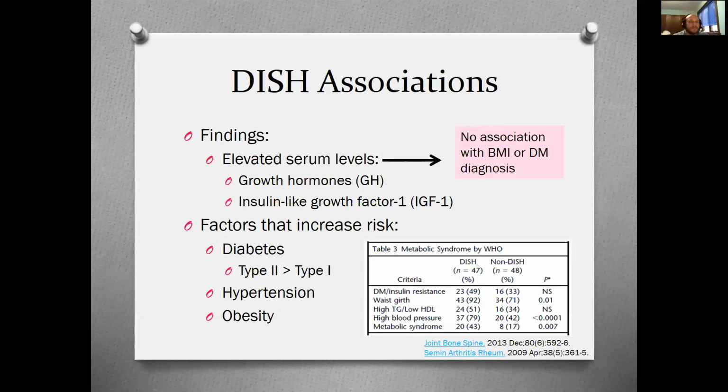So as we know, sometimes with diabetes and other conditions, we can try to ramp up our own insulin production, even though it's not sensitive and it's not going to work. But what we're finding is these were independent and these were pretty much strictly associated with DISH.